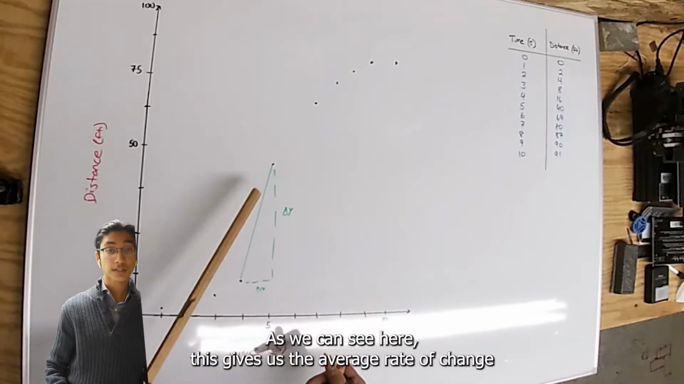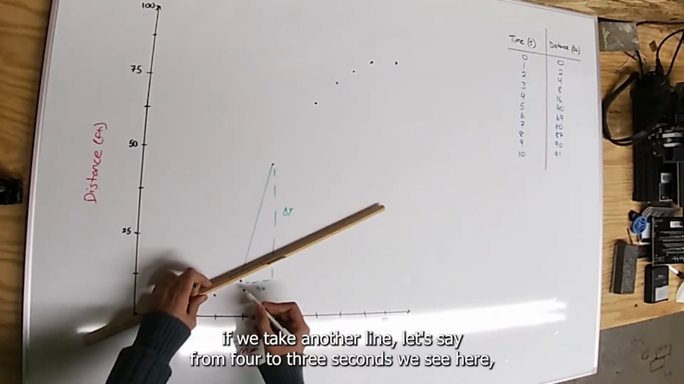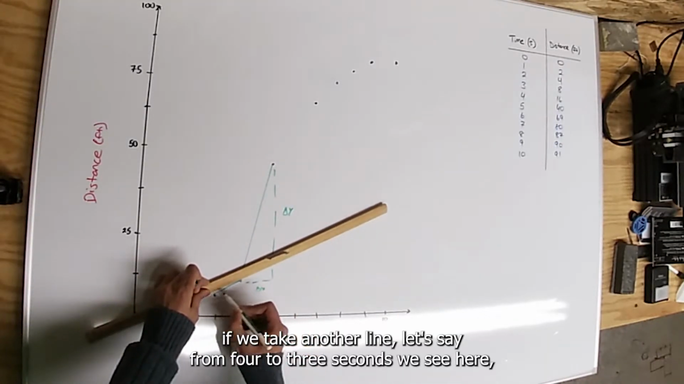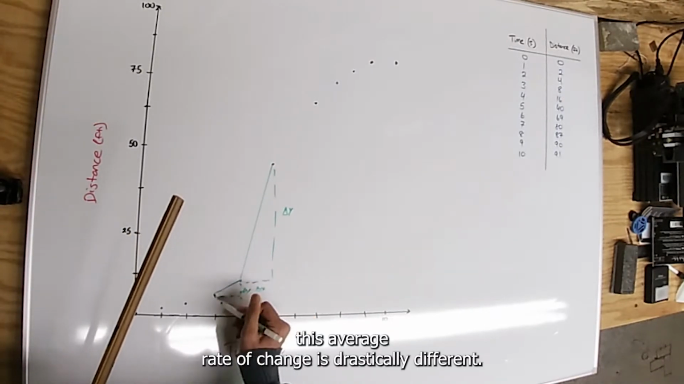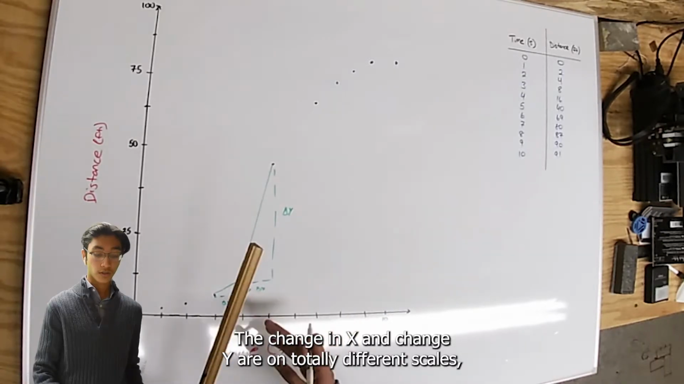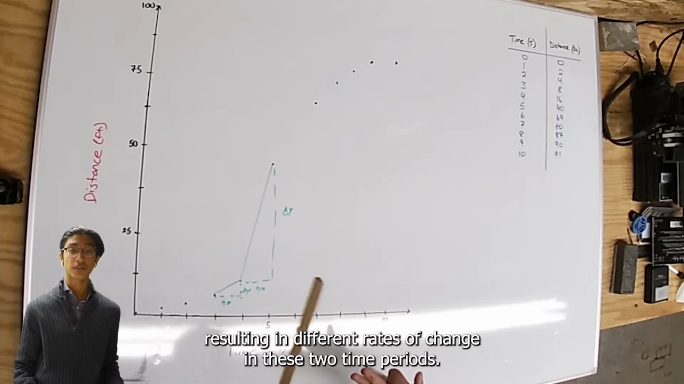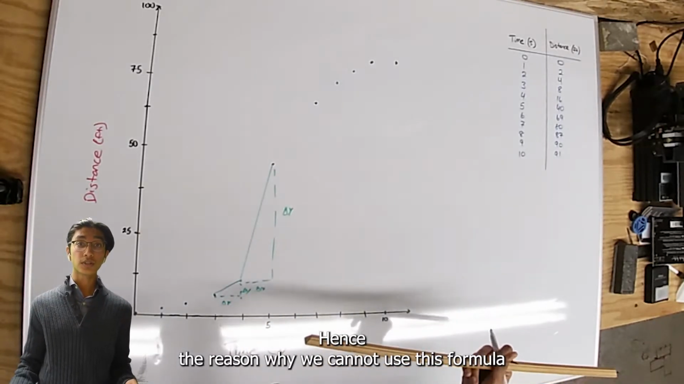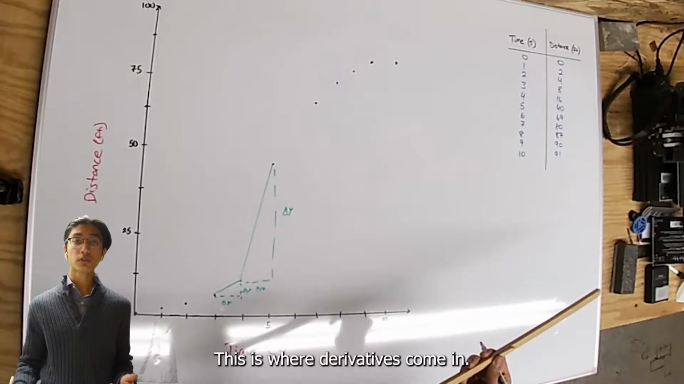As we can see here, this gives us the average rate of change between these 2 points, 4 and 5 seconds. However, if we take another line, let's say from 4 to 3 seconds, we see here this average rate of change is drastically different. The change in x and change in y are on totally different scales, resulting in different rates of change in these 2 time periods. Hence the reason why we cannot use this formula throughout this entire course of time, because it's constantly changing. This is where derivatives come in.